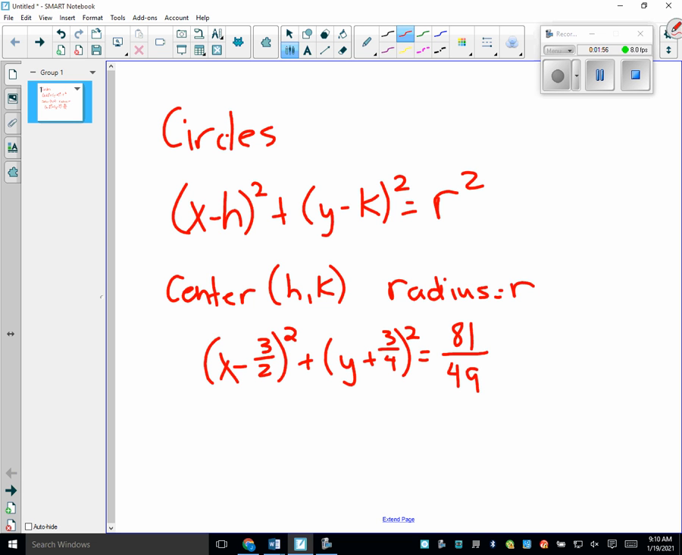All right. The center. The x part is what is subtracted from x. What is subtracted from x? So the center is 3/2. What is y? What's subtracted from y? Negative. That's the center. What is the radius? The square root, so 9/7. 9/7.